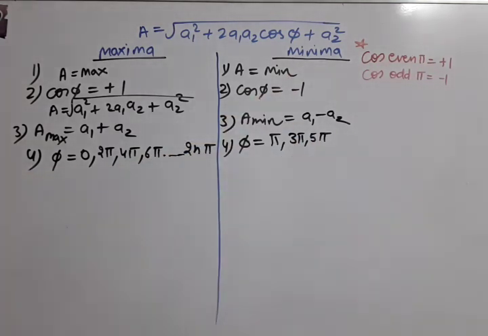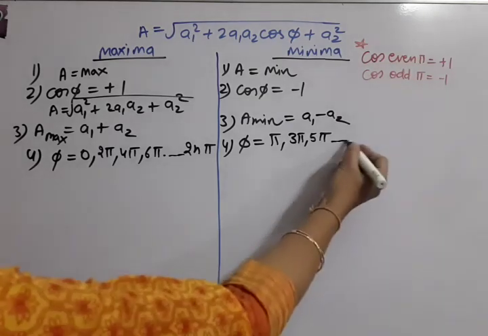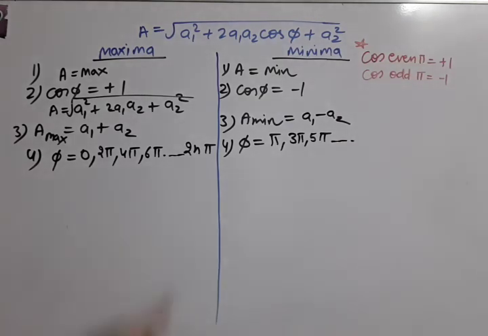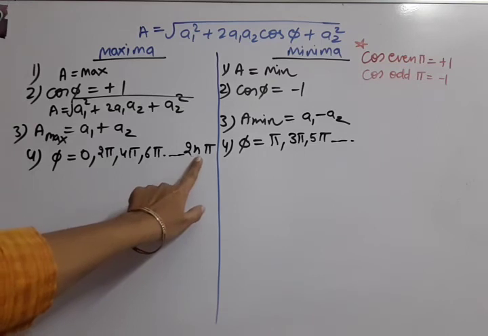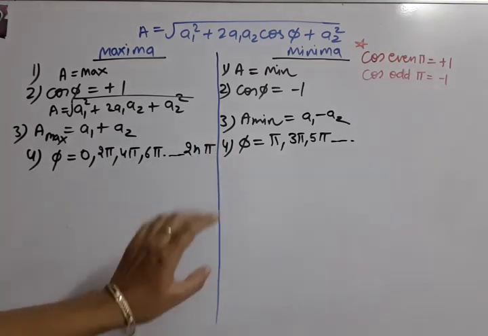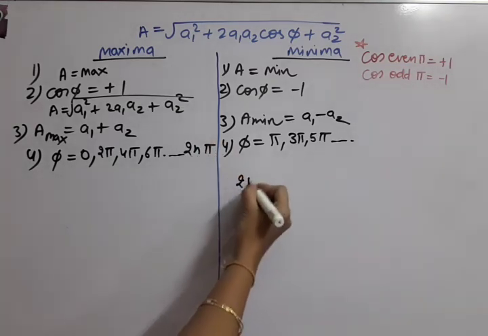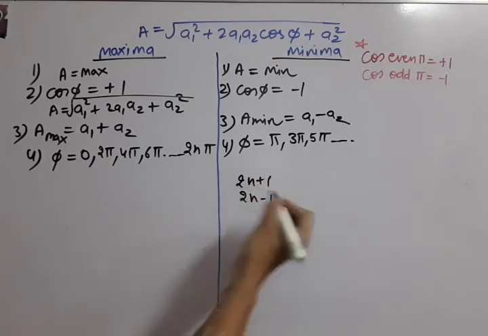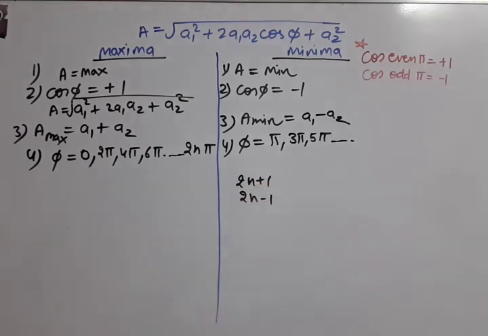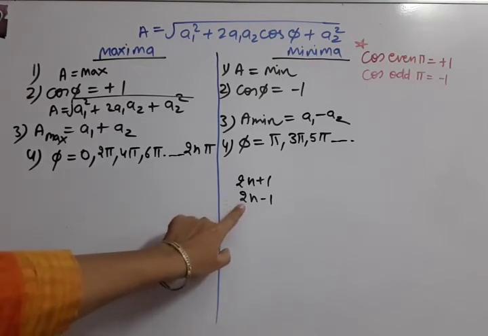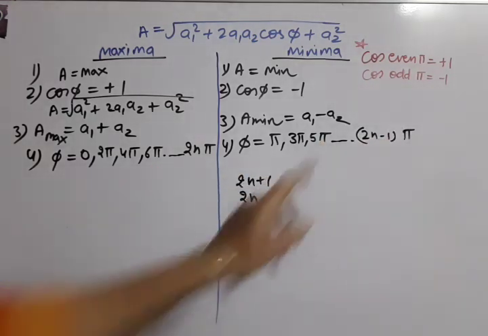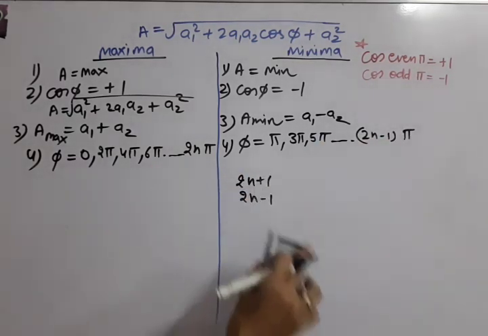अब ऑड को हम जनरली कैसे लिखें? ऑड नंबर को, जैसे इवन नंबर को लिखते हैं 2n, ऐसे ही ऑड नंबर को लिखना होता है either 2n+1 or 2n-1. We can select any one formula for odd number. So we are selecting the 2n-1 formula. 2n-1 pi is the formula for the odd number.